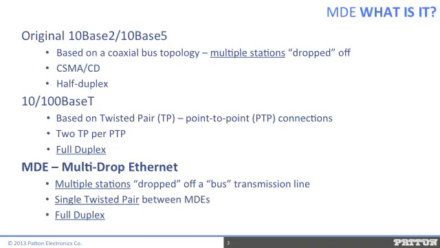To understand it more clearly, let's review the evolution of Ethernet. The original Ethernet standard was based on a coaxial bus topology in which multiple stations were dropped at various points along the length of the cable. They were 10-base-2 and 10-base-5, also known as thin Ethernet and thick Ethernet, respectively. Data transmission was half duplex mode and operated in CSMA/CD mode. Carrier sense multiple access with collision detection.